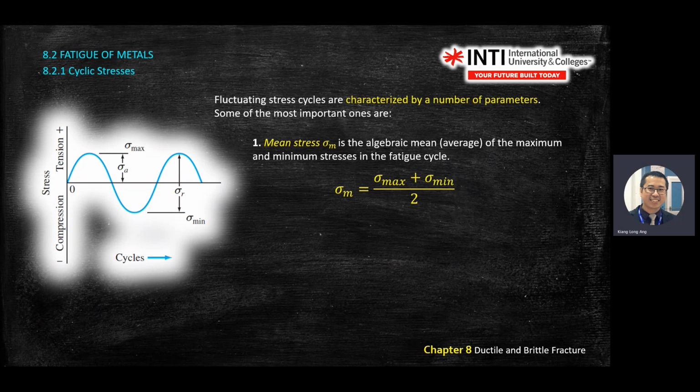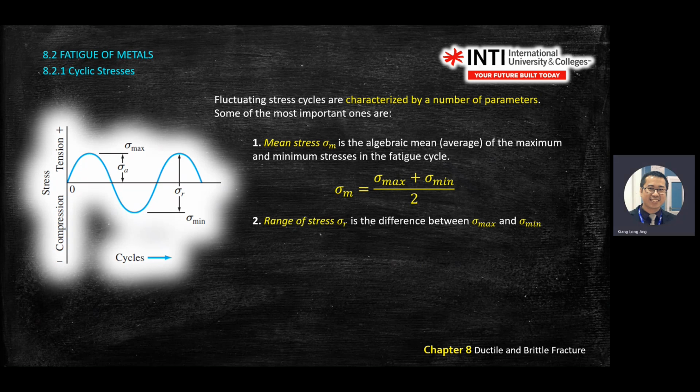Okay, and in this graph you have two loadings. One is tensile, one is compression. And we are now in a fatigue cycle. Fatigue means you are continuously repeating your loading. There's a repeating loading process.